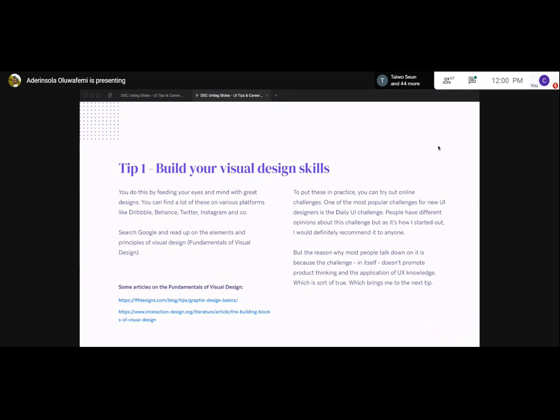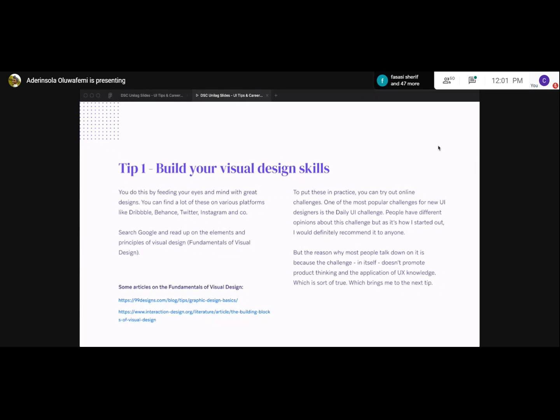The places that I usually find inspiration for designs are Dribbble, Behance, Twitter, if you follow a lot of amazing designers, and Instagram, also following a lot of amazing designers. And there are actually a couple of inspiration platforms that you can find. Maybe at the end of this session, I'll share links to them so that you could check them out. But feeding your eyes with design helps you build a sense of what good design looks like.